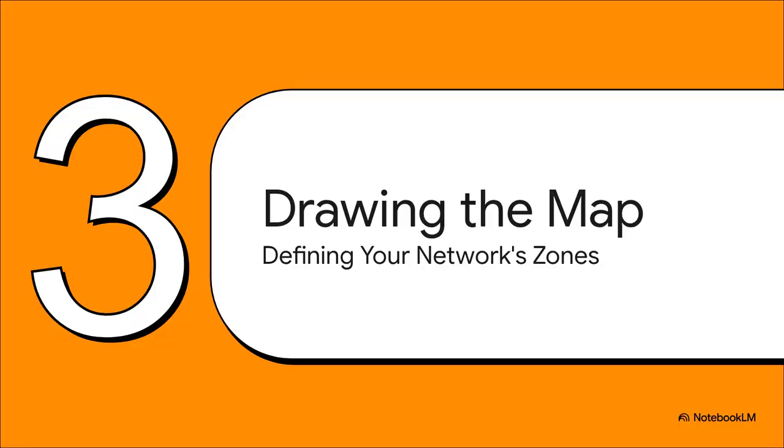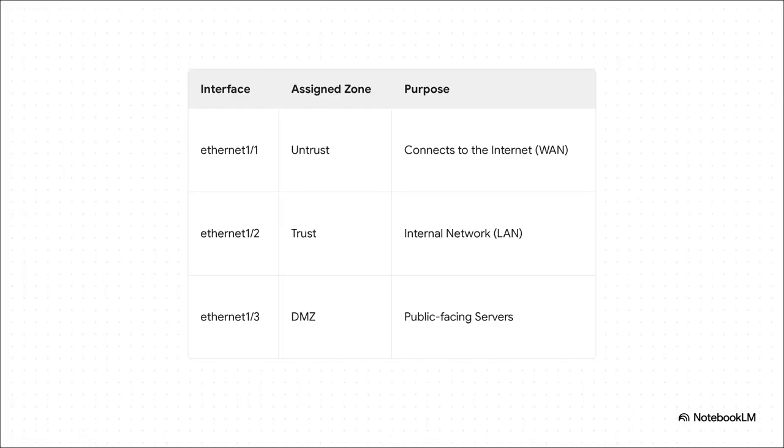Now we need to define the different territories inside and outside our fortress. This next phase is all about drawing the map, where we create these logical areas we call zones. The idea here is actually really simple. We take each physical port on the firewall and assign it to a zone. For example, as you see here, the port that's connected to the internet, that goes in the untrust zone. Makes sense, right? The port for your internal office network, your LAN, that goes in the trust zone.